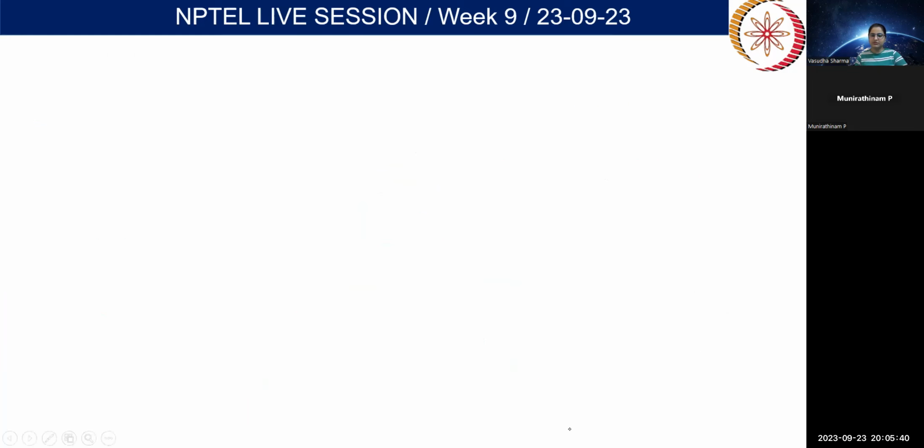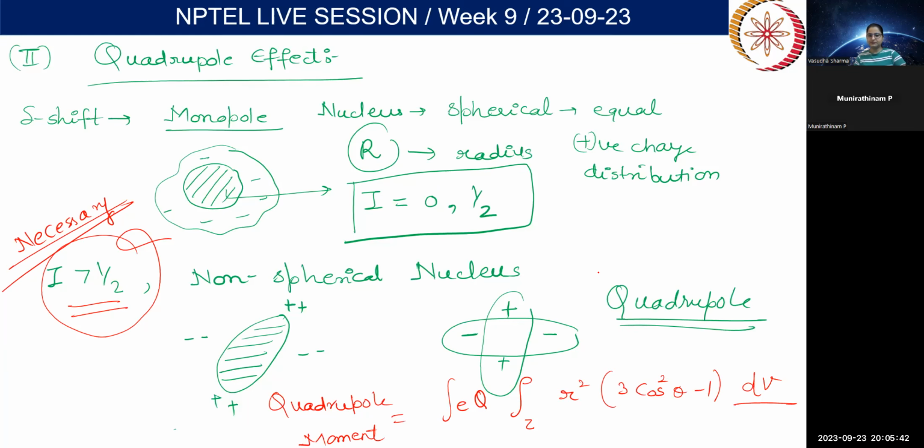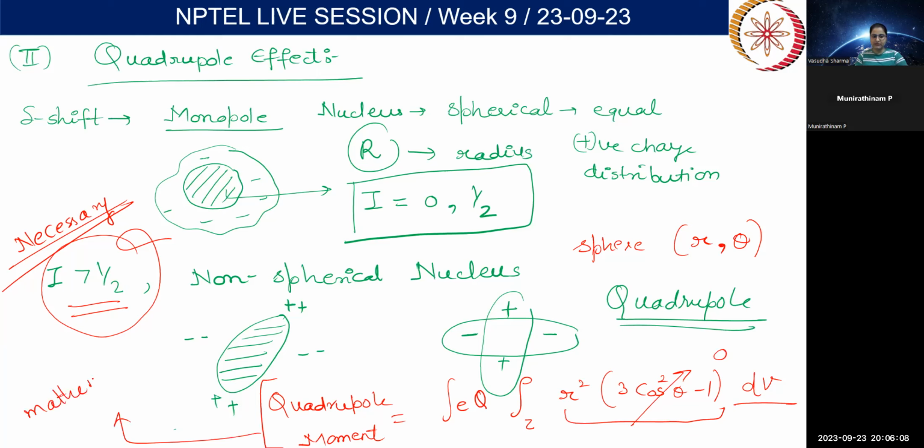So if you remember, in the case of a sphere or non-sphere, we talk about two general terms, that is r and theta. What is the distance and what is the angle? That's why it is given in this particular way. And if we have a spherical nucleus, then this value becomes 0, and therefore the quadrupole moment becomes 0, because there is no quadrupole at all. So this is the mathematical equation that we use for calculating the quadrupole moment when we have a non-spherical nucleus.